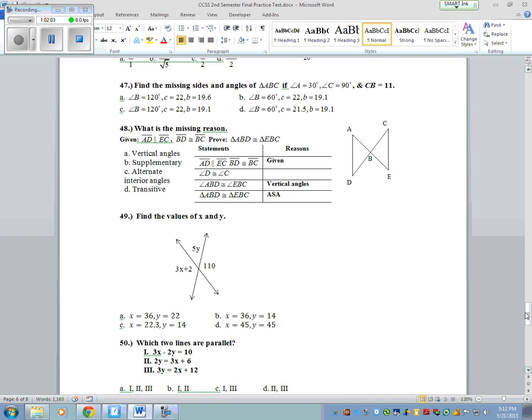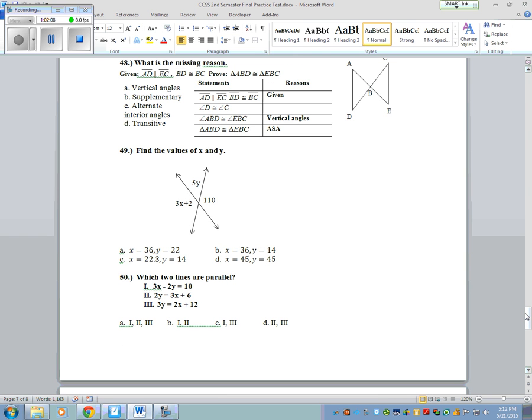All right, so 47 we did, 48, a little proof here. This is given AD is parallel to EC, so they're parallel. I use these little arrow markings here. BD is congruent to BC, so BD is congruent to BC. Prove the triangles are congruent. So angle D is congruent to angle C.